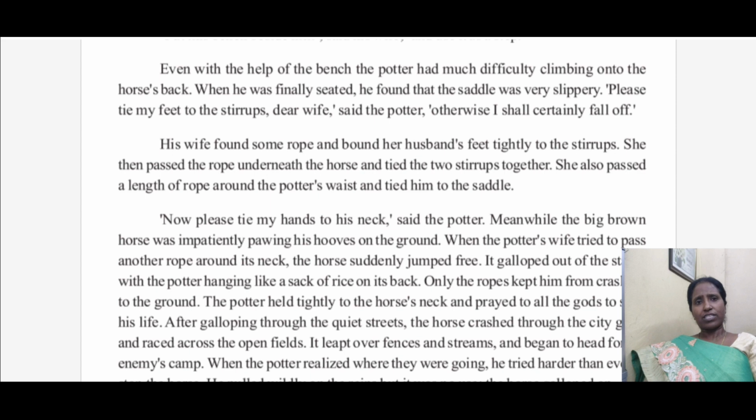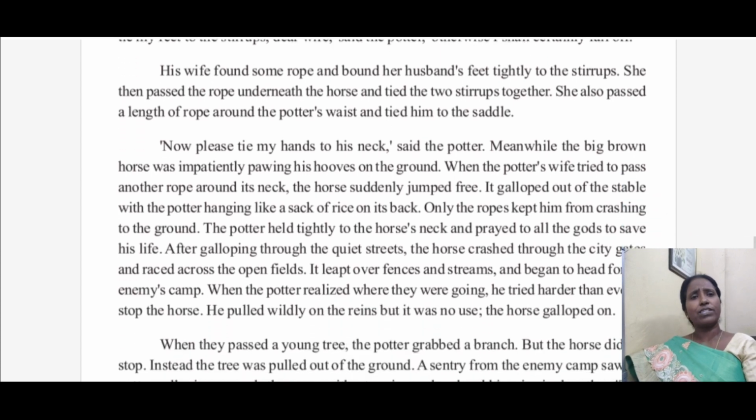Please tie my feet to the stirrups, dear wife. So he said, oh dear wife, if I slip and fall again, it will be a very shameful thing. So you tie my feet to the stirrups. Tie my whole feet to the horse, so that I will be on the horse. I won't fall down from the horse, said the potter. Otherwise I shall certainly fall off. His wife found some rope and bound her husband's feet tightly. His wife was a very obedient wife. She immediately brought a rope and tied his feet.